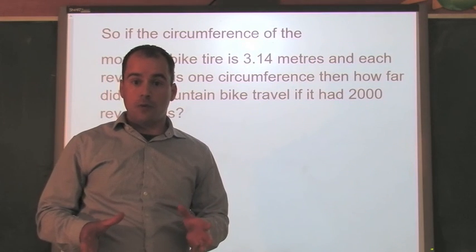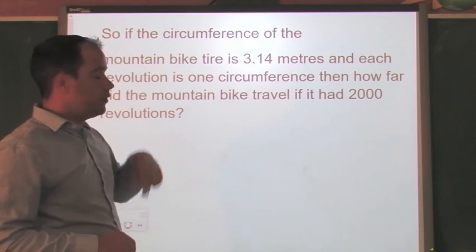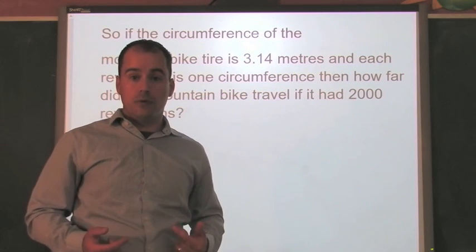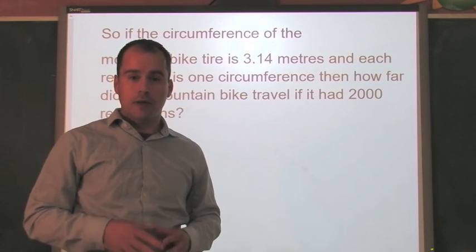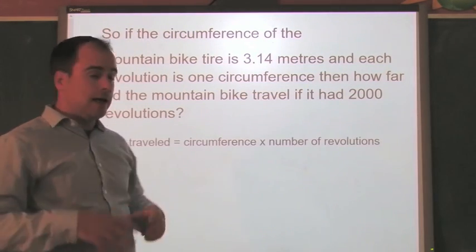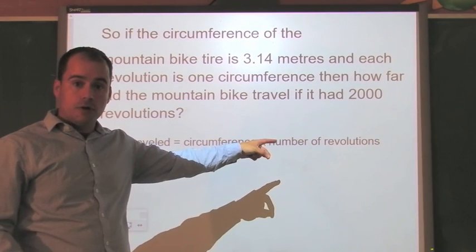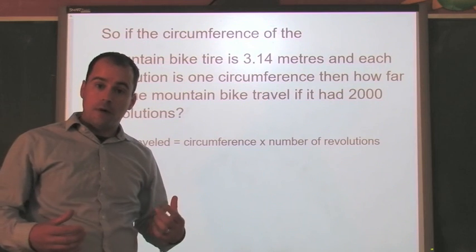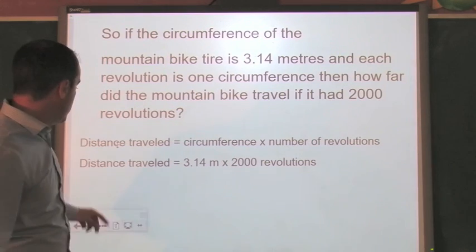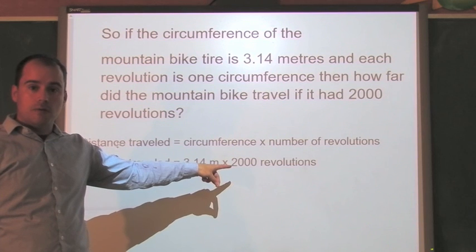Okay, have you had a chance to solve the problem? Let's see how you do. Take a look here. The circumference of the mountain bike tire is 3.14 meters, and you had 2,000 revolutions with your tire, so we can figure out exactly how far you went. The formula is this: distance traveled equals the circumference times the number of revolutions. So if we put in the numbers we've already figured out, distance traveled equals 3.14 meters times 2,000 revolutions.